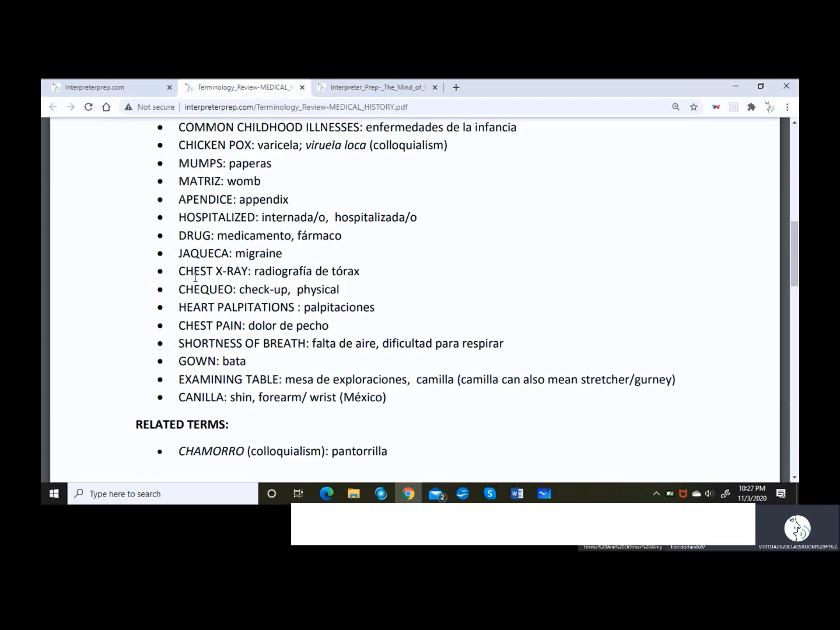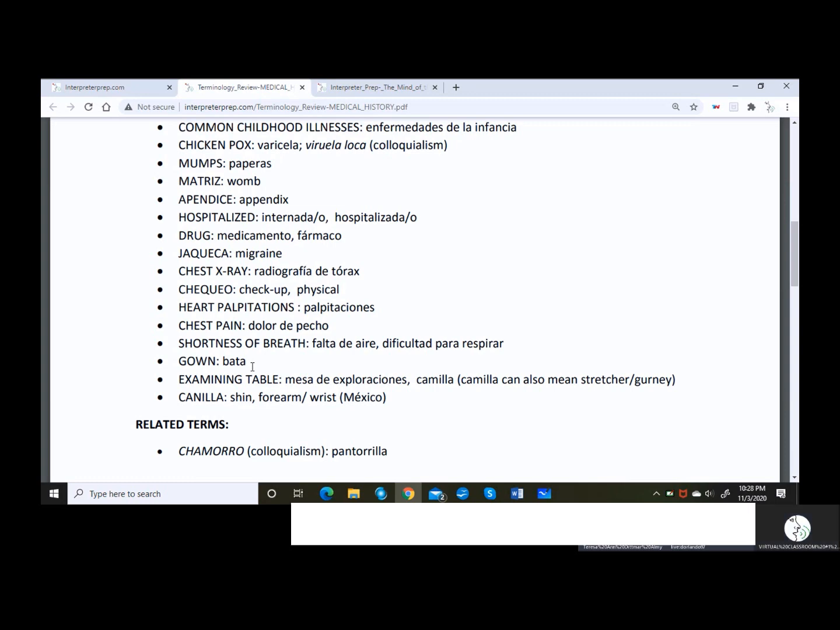And David, the chest X-ray. Eso es radiografía del tórax. Okay. El tórax es la parte del cuerpo que queda debajo del cuello y arriba de la cintura y sin incluir los brazos. Okay. Todo eso es el tórax. Un chequeo. A checkup. Okay. Heart palpitations. Palpitaciones. If I've got chest pain, dolor del pecho. If I'm having shortness of breath, dificultad para respirar. Okay.